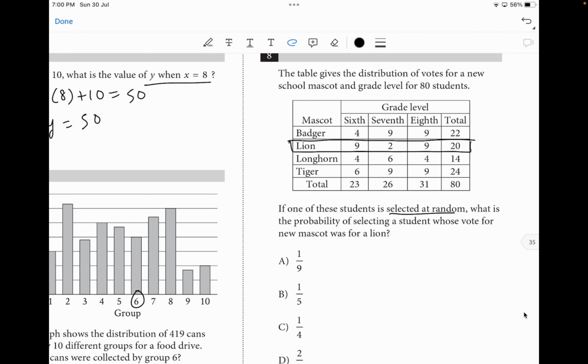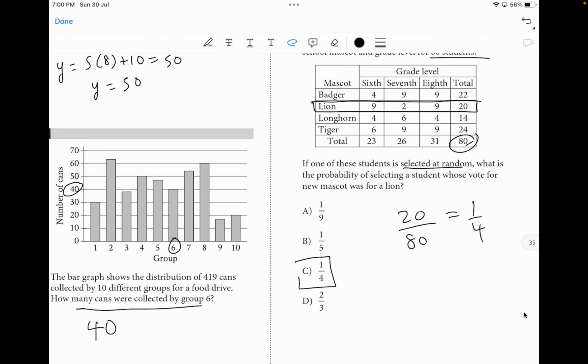So what we're going to do is, we know that the total vote for the lion is 20. So it's 20 by total. Since one of these students is selected at random, we know that the total number of distribution of votes in grade level is for 80 students in total. So this is going to be 20 by 80, right? And the vote for the new mascot for the lion is going to be 20 by 80. And when we simplify it, it becomes 1 by 4. So option C is going to be your answer, 1 by 4. Okay, so that's choice C.